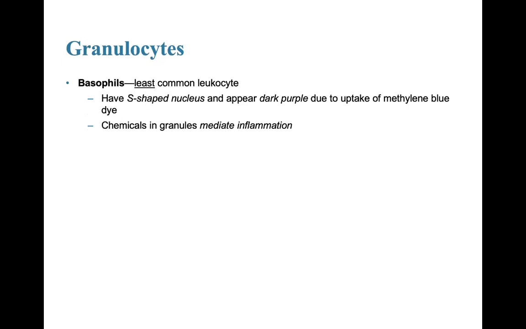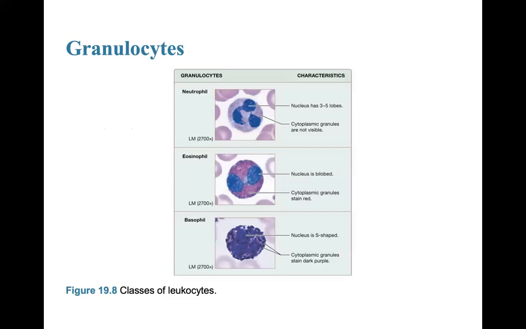The basophils are much less common. They have an S-shaped nucleus and appear dark purple due to the uptake of the methylene blue dye. And the chemicals in these granules will actually mediate inflammation. So if you have elevated basophils, usually your inflammatory response is really, really in overdrive. So looking at these, we can see the neutrophils, eosinophils, and basophils.